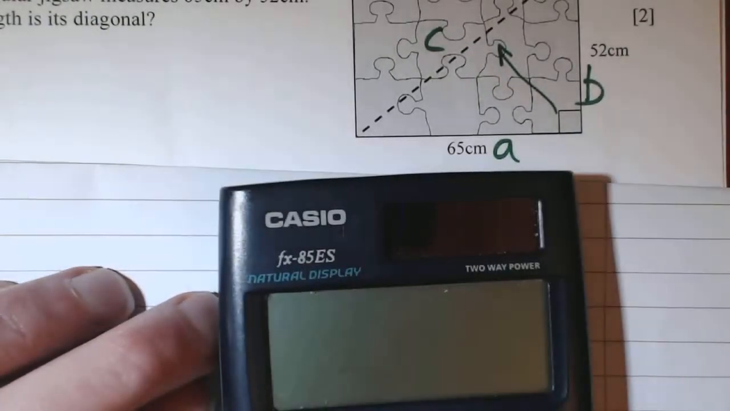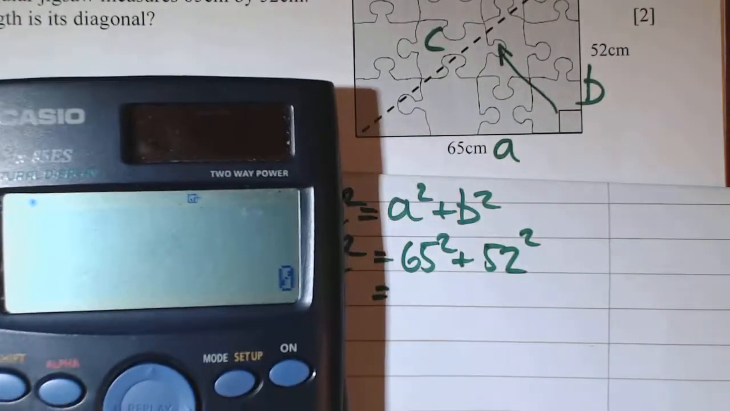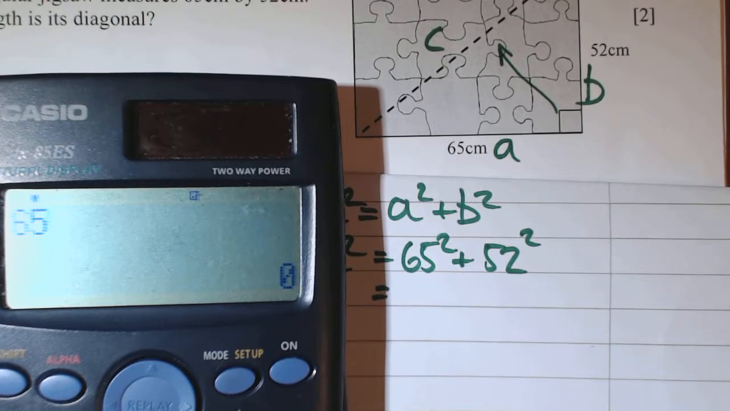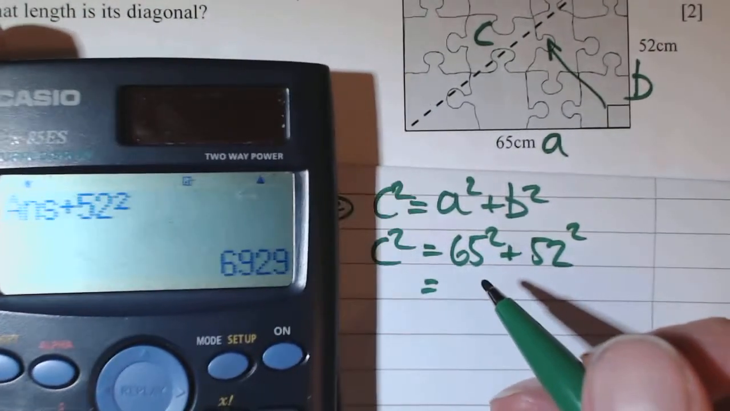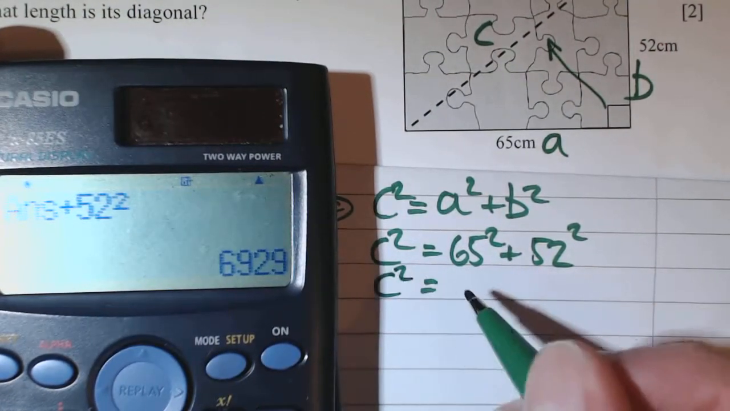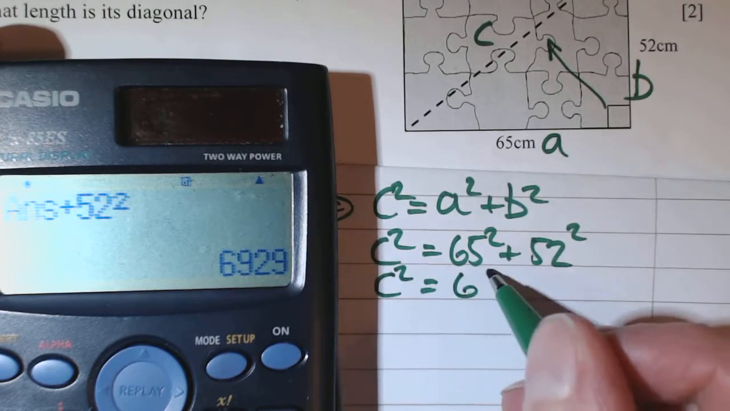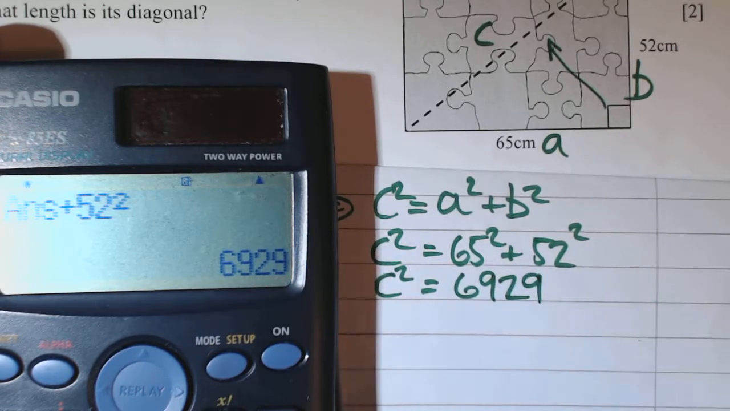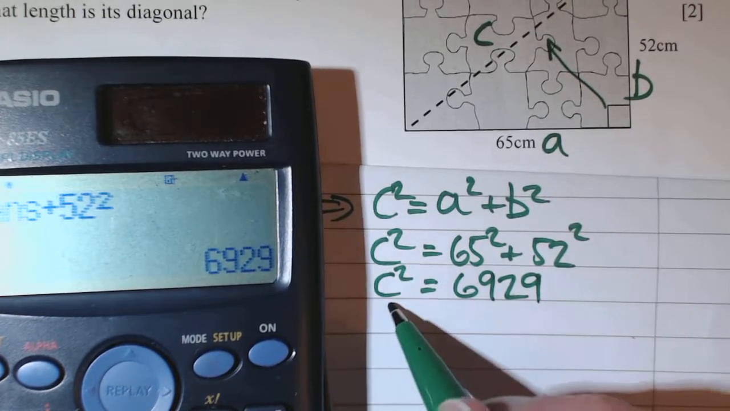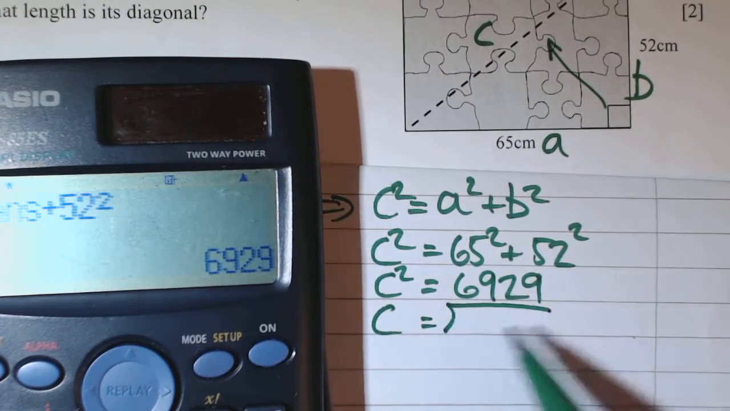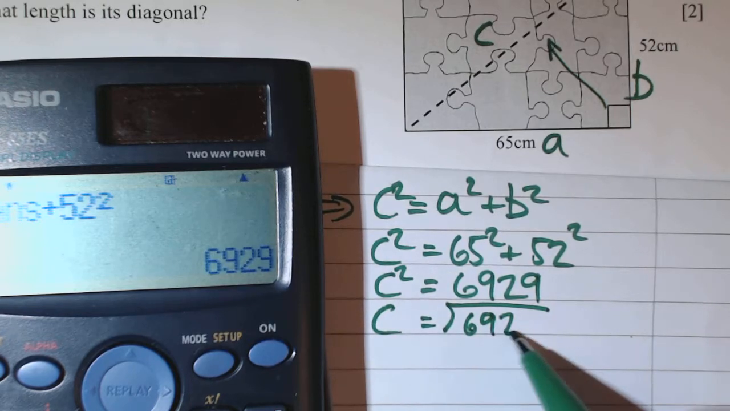Now, again, you just put these into the calculator. So 65 squared, and then you add 52 squared. Okay, so what we've got is C squared equals 6929. Obviously we want to find out what C is, so C is the square root of 6929.